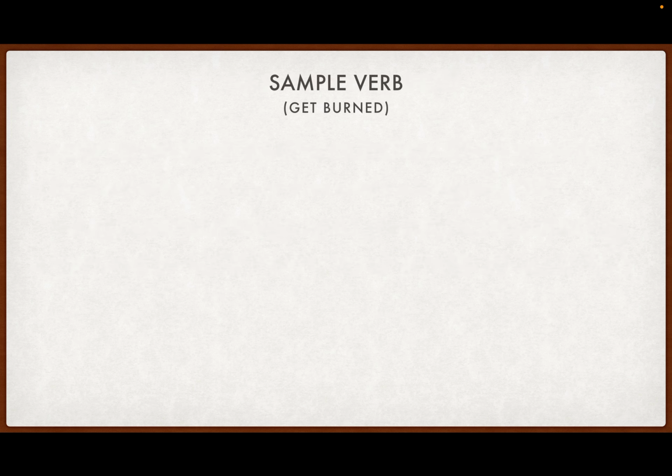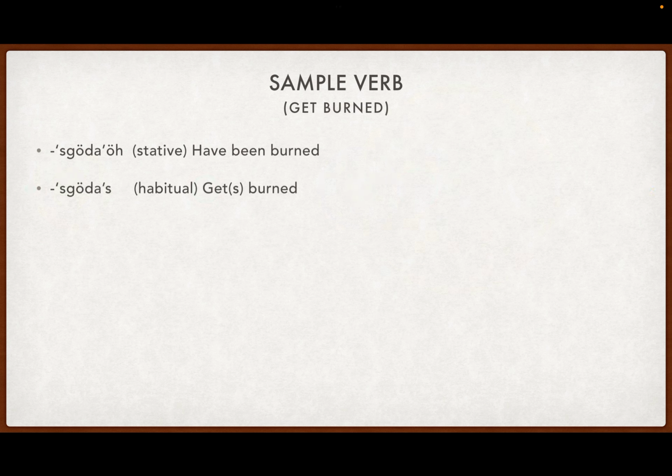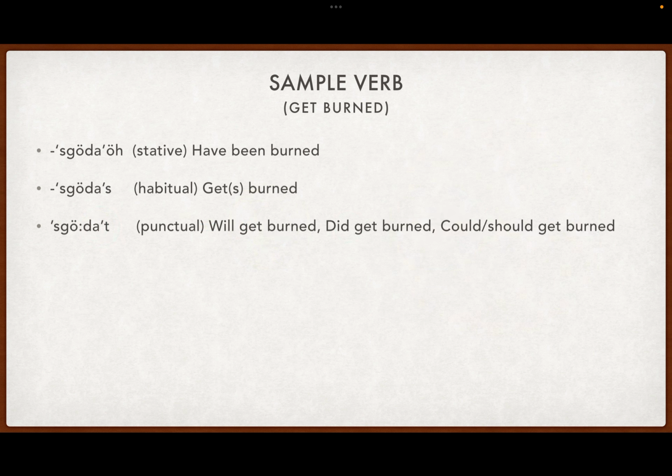So first thing we're going to do is we're going to use this verb to get burned, and we're going to give you the three aspects. So the first one is the stative aspect, have been burned, glottal stop, skunda'o. And then the next one we'll do is the habitual one, which is like regularly gets burned, which the root is glottal stop, skundats. And then we'll do the punctual one, which is a glottal stop, and then skundat. So that will be the future tense will get burned, did get burned, like past or factual.